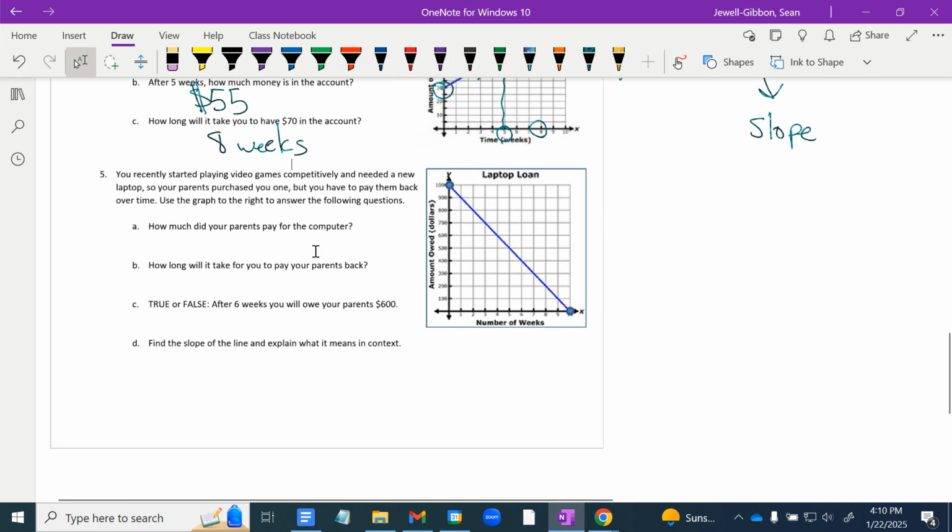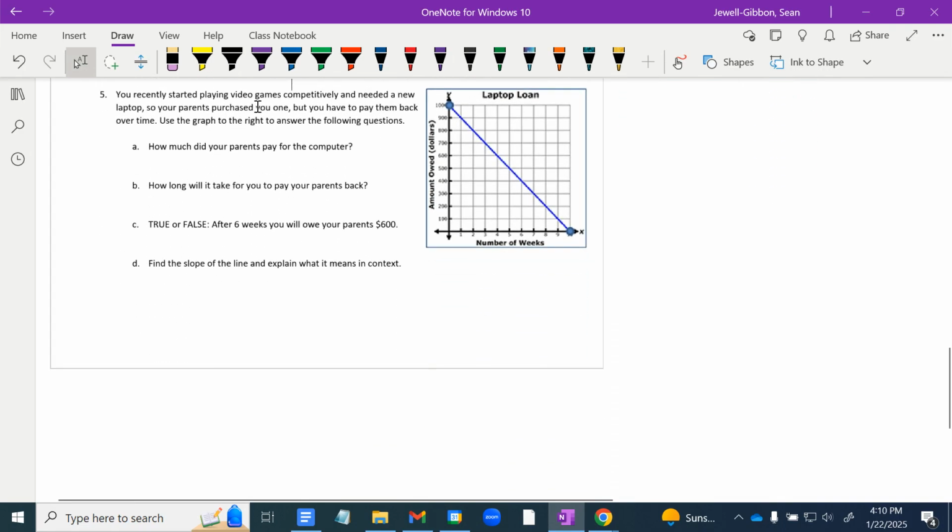All right. Next one here, you recently started playing video games competitively and needed a new laptop. All right, so we have a laptop loan here. We have the amount that is owed on our vertical axis here, or our output axis. And then the number of weeks that has gone by is going to be on our x-axis or our input axis. All right, so how much did you pay your parents for the computer?